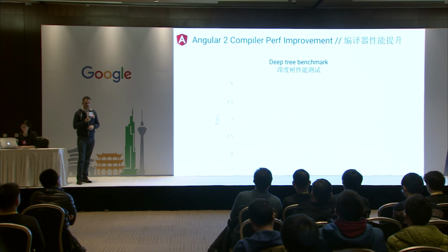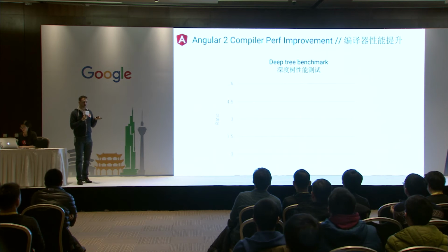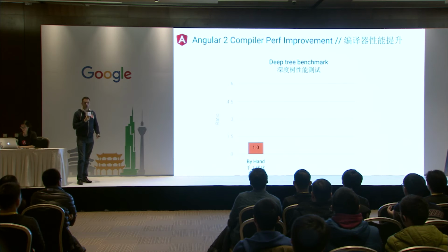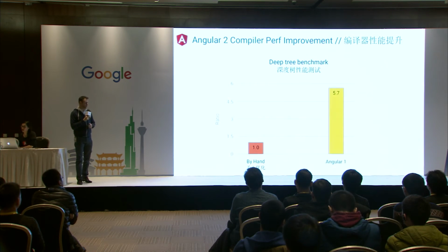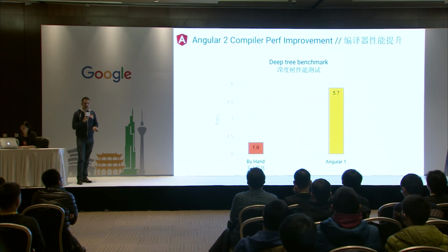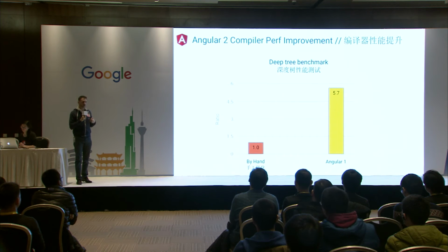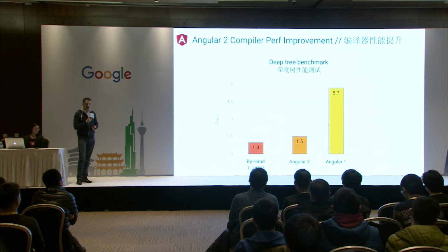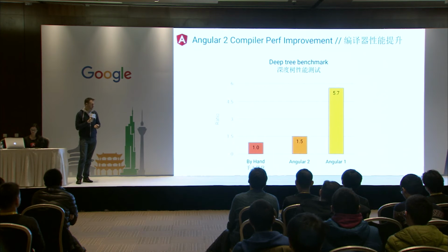One of the ways that we measure performance is we have what we call a deep tree benchmark. So you've got a large tree with a lot of nodes on it. We built a version of this application using pure JavaScript, and we called that 1.x performance. And then we went back and built the same application using Angular 1, and it took about 5.7 times as long to run the change detection and to run this application. And then we built the same application in Angular 2, and it takes about 1.5 times as long as that hand-optimized JavaScript without any sort of optimization in the Angular 2 world.